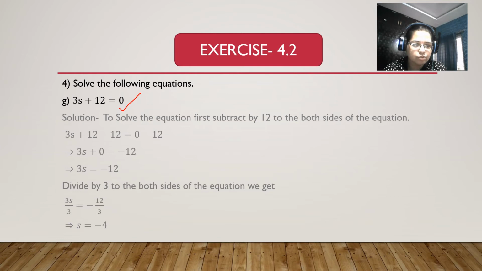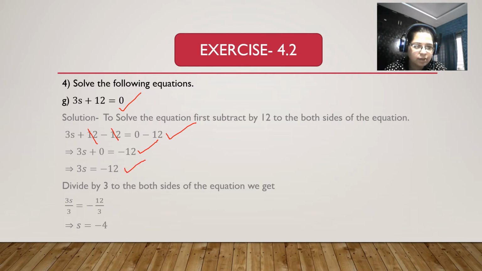To solve the equation, first we have to subtract 12 from both sides. Now the equation becomes 3s plus 12 minus 12 equals 0 minus 12. As 12 is positive, we subtract 12 from both sides. Positive 12 and negative 12 cancel, so we get 3s plus 0 equals 0 minus 12, which is minus 12. So 3s equals minus 12.